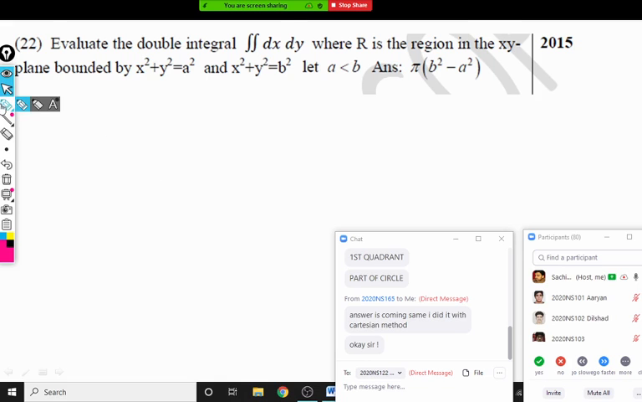So the next question is here. Evaluate this double integral dx dy where the region is bounded by x square plus y square equal to a square and x square plus y square equal to b square, where a is less than b. Okay. If not given, you should assume that a is less than b.